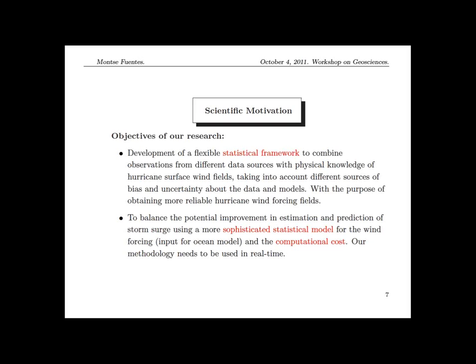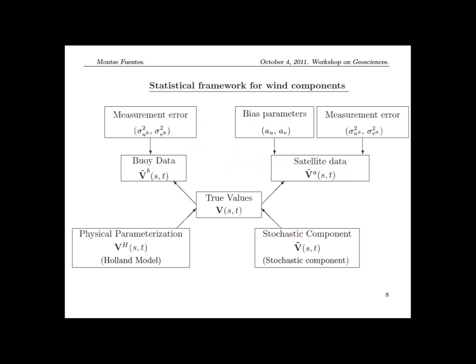But we want to make sure that this framework can be implemented in real time, so we need to balance the development of a potentially very sophisticated statistical model with one that is computationally efficient. We need to balance the development of a methodology that would allow us to explain these complex spatial processes, the wind fields, but that can be used in real time. So this is the type of statistical framework that we have developed to combine the different sources of information with the goal of improving the wind fields.